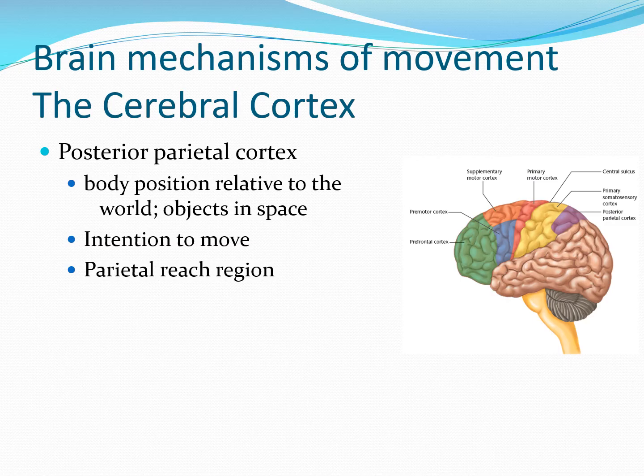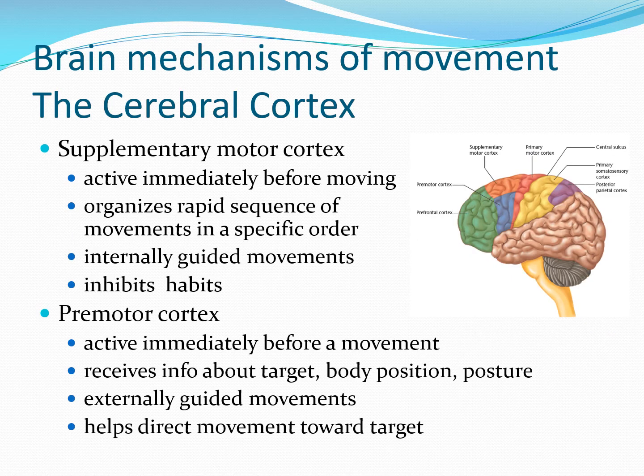And there is a part of this posterior parietal cortex that is called the parietal reach region, because it's part of our intention to, and plans to reach. So I'm going to move forward in the frontal lobes here, and you can see the supplementary motor cortex being pointed to there in orange, and the premotor cortex there in blue. I'm going to talk about each of those in turn.